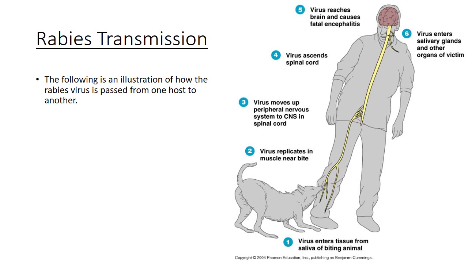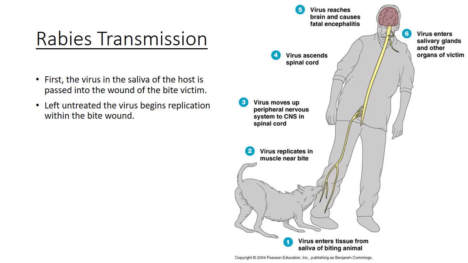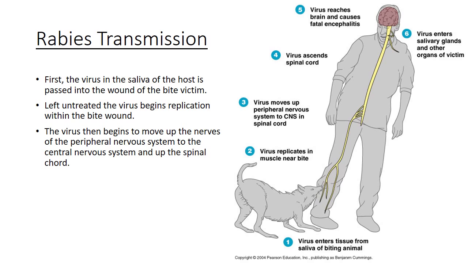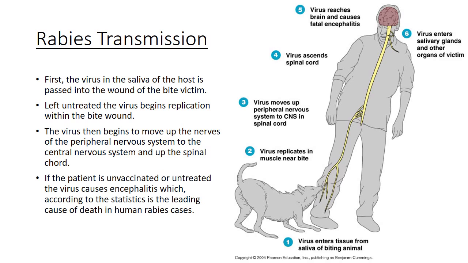The following is an illustration of how the rabies virus is passed from one host to another. First, the virus in the saliva of the host is passed into the wound of the bite victim. Left untreated, the virus begins replication within the bite wound. The virus then begins to move up the nerves of the peripheral nervous system to the central nervous system and up the spinal cord. If the patient is unvaccinated or untreated, the virus causes encephalitis, which, according to the statistics, is the leading cause of death in human rabies cases.